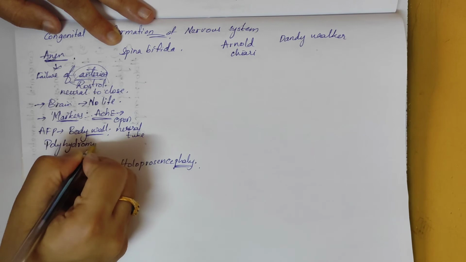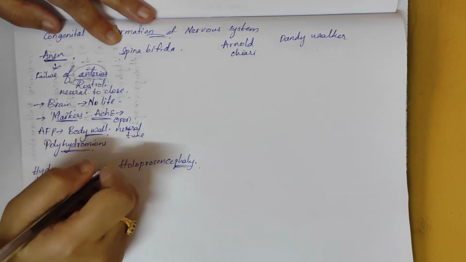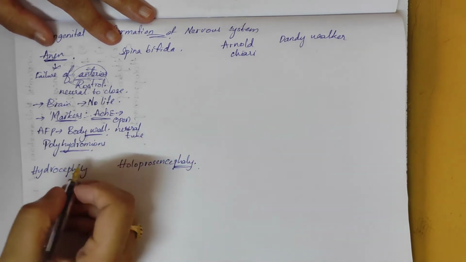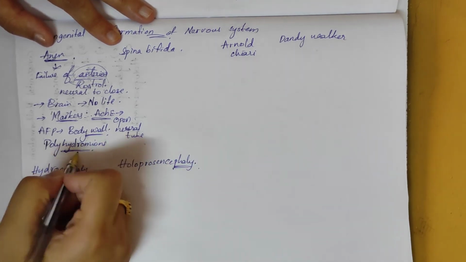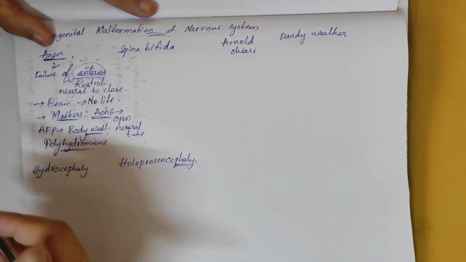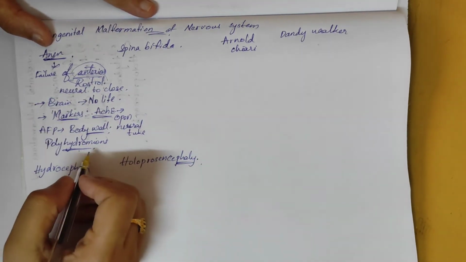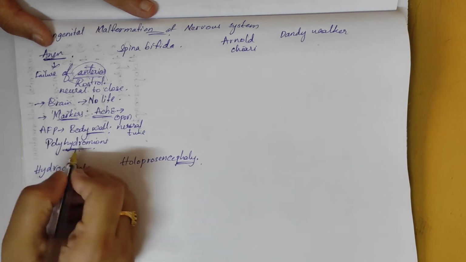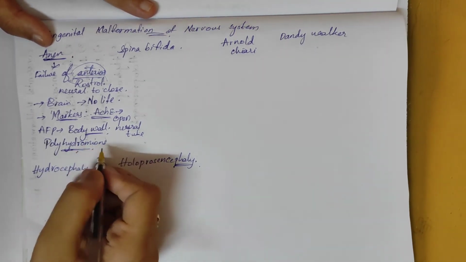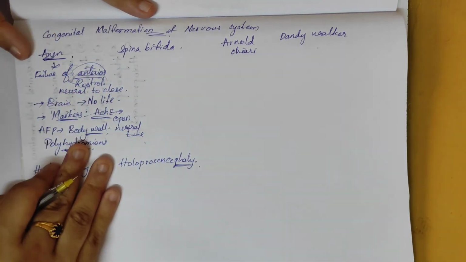What is polyhydramnios actually? Polyhydramnios is nothing but an increase of the amniotic fluid. So why does it occur here? Because there is no neural mechanism to reduce this amniotic fluid. So this increase builds up polyhydramnios, which results in anencephaly.